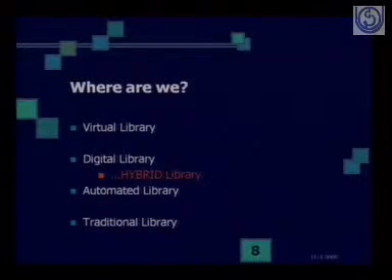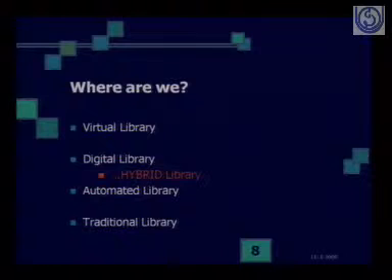Most of the libraries we see, especially in the urban areas, are automated or in the process of being automated. And lastly, the traditional library. Yes, traditional libraries are very much there, but then they are being automated.